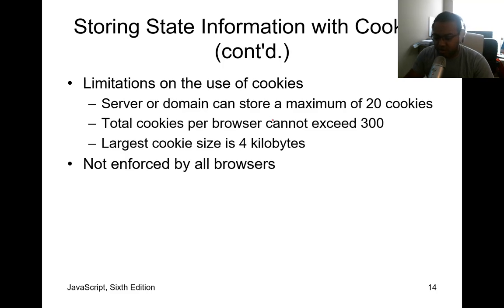The limitation of the use of cookies. So cookies are not this all-omniscient, all-knowing, forever-existing object. They're very small in size. There is normally a max of 20 cookies on a server or domain. The total cookies per browser cannot exceed 300, and not all browsers enforce cookies. Now, in today's day and age, we're kind of migrating away from cookies to web storage, but cookies are still a mainstay of most browsers today.